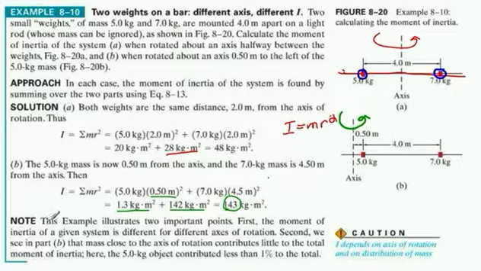I really like what they say down here. It says this example illustrates 2 important points. First, moment of inertia of a given system is different depending on where you rotate. When you change the axis of rotation and how the objects are rotating, you totally change how much inertia they create rotationally. And the second part is that the mass close to the axis, so if you have stuff closer to the axis, that's not going to create as much inertia as if you have something farther from the axis.